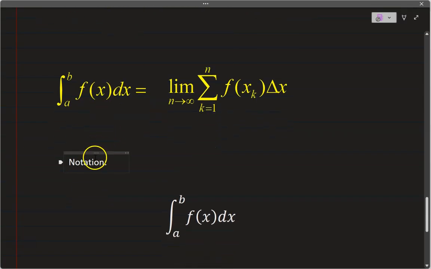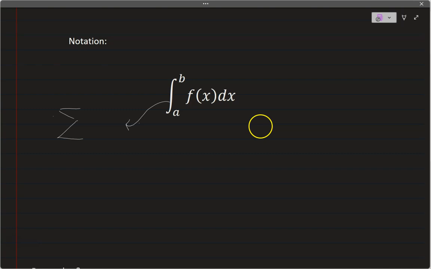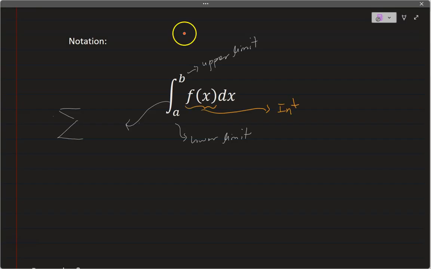And now we're going to talk about notation, what it is. We're going to look at the mechanics, take it apart, and then explain each one. Okay, the first thing, this elongated S is actually the sum, all right? And then the a right here is the lower bound. Actually, let's call it the lower limit. b is the upper limit. f of x is called the integrand. And the dx is the differential of x, and x itself is called the variable of integration. Okay, and that is the very basic notation of definite integrals.